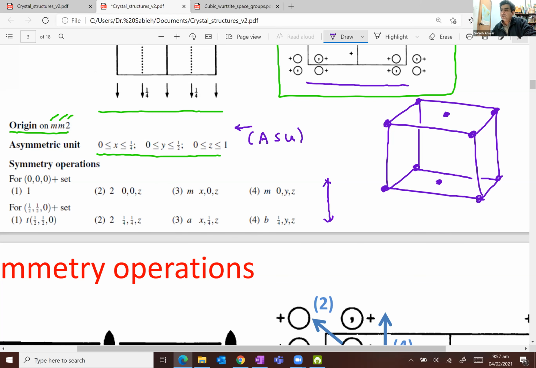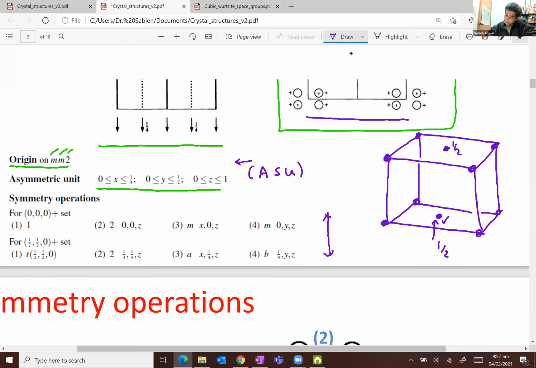So we just have 2 points per unit cell because this point is shared with half. The contribution to this unit cell is 1/2 because it's shared across 2 unit cells. So a contribution of half comes from here and a contribution of half comes from here. So there are 2 points per unit cell. Okay.